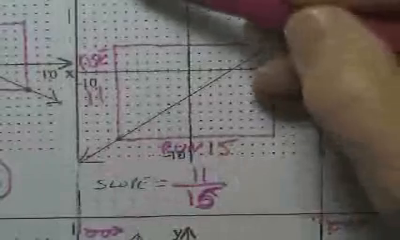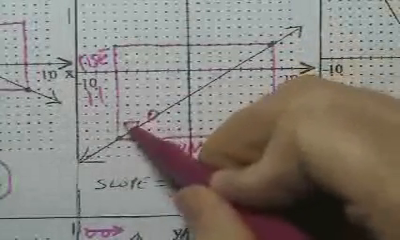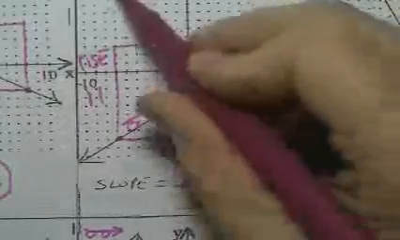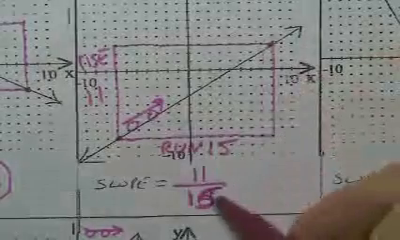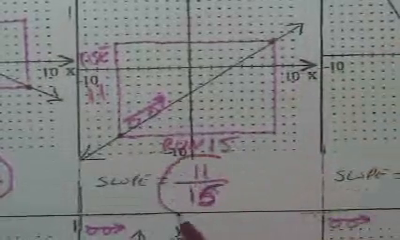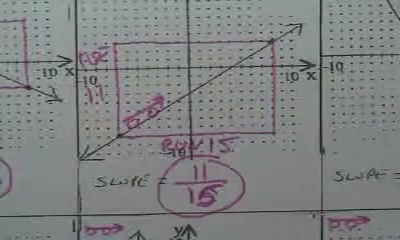Now, is this line right here a positive slope or a negative slope? Well, if we put our skateboard on there, it's going to go this direction, going left to right. That's going uphill. That's positive. So therefore, it's just a positive slope, 11 over 15. And that's how you find the slope of a line.